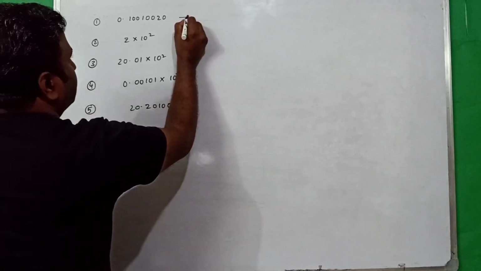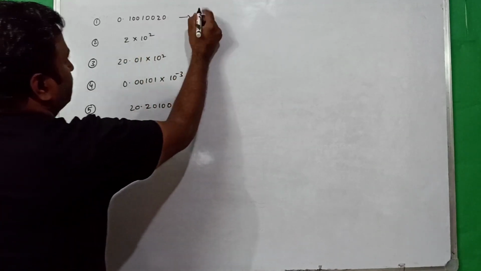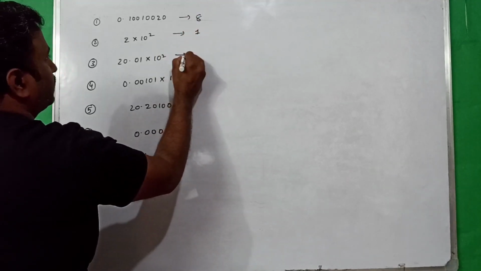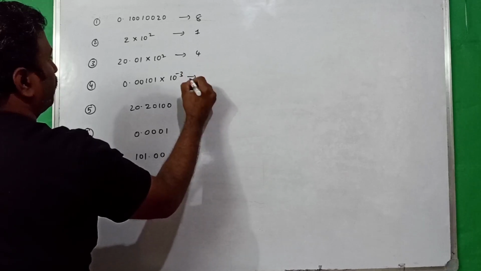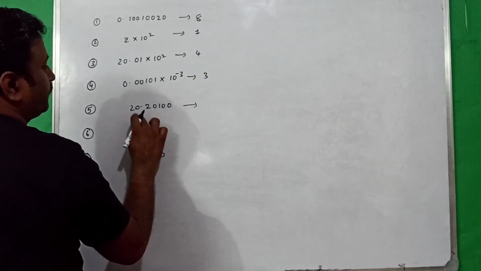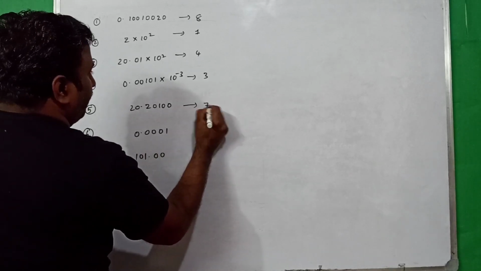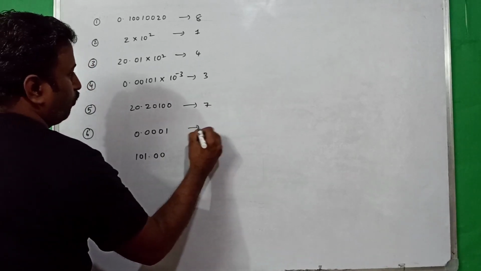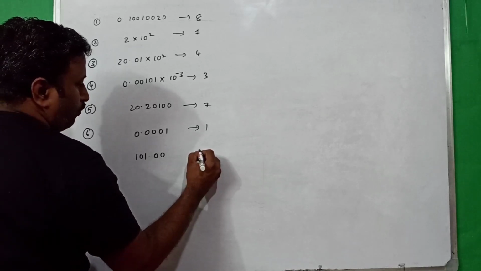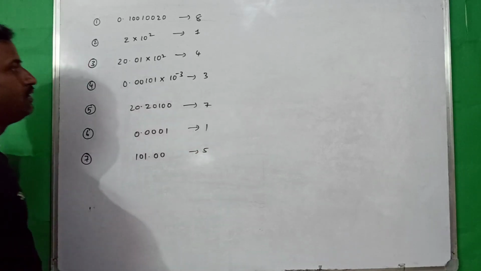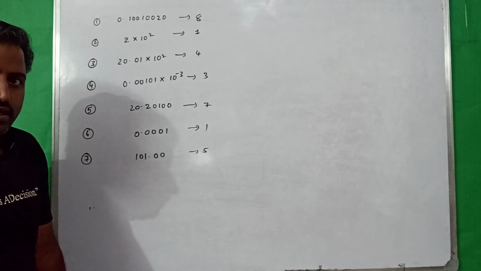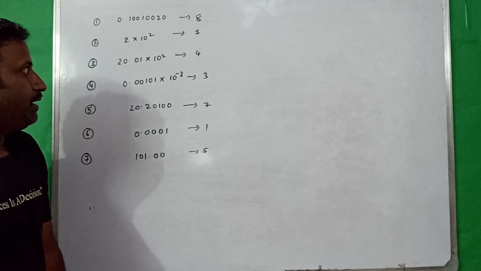So the first one has 8. Second one 1. Third one 4. Fourth one 3. Fifth one 7. Sixth one 1. Seventh one 5. So please check it out, students. And if you have any doubts regarding the same, please comment.